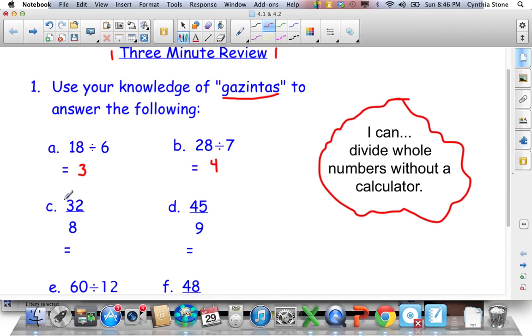Now this too is also a divide, even though it doesn't have a divide symbol. The symbol is just this straight line. That means divide. 32 divided by 8 is 4. Why? 4 times 8 equals 32. And same thing over here, 45 divided by 9 would be 5. And if you went backwards, 5 times 9 equals 45. That's how I know my answer is correct.